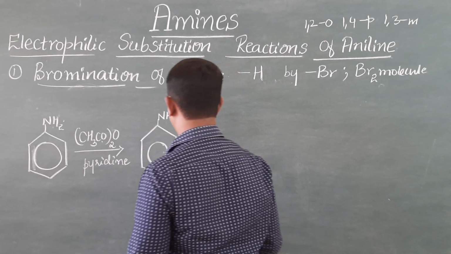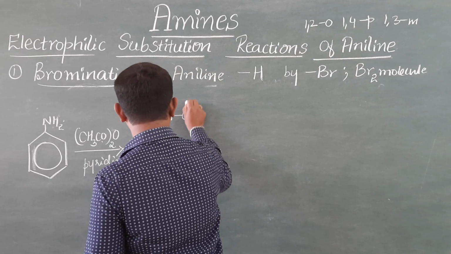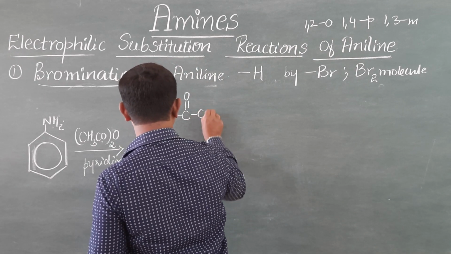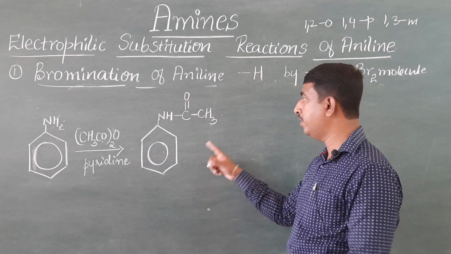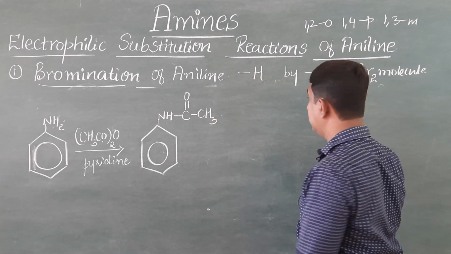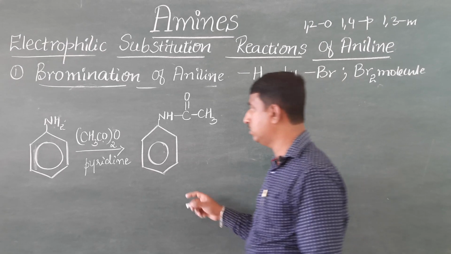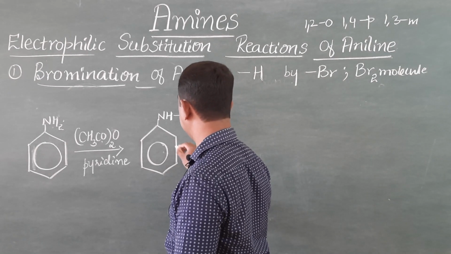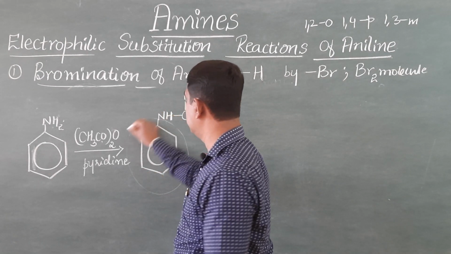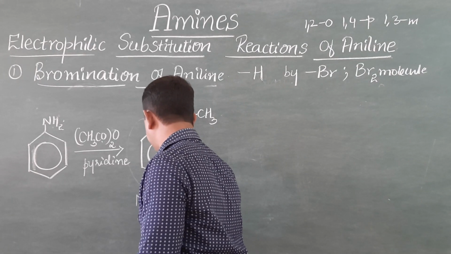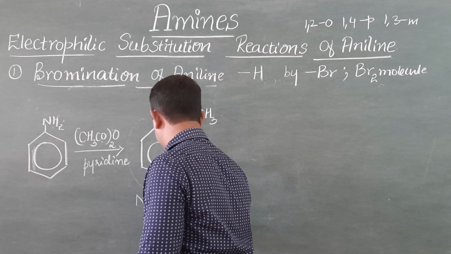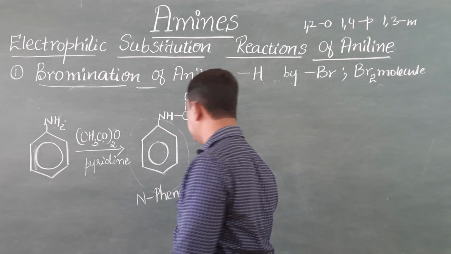So, here NH, H gets replaced by C double bond O, CH3. So, hydrogen gets replaced by acetyl group. So, this is acetylation. This compound, what is it named? This is a substituent group present upon nitrogen. So, this is N-phenyl.